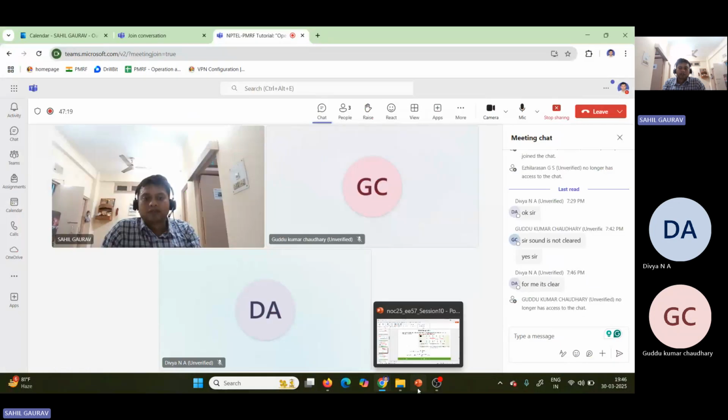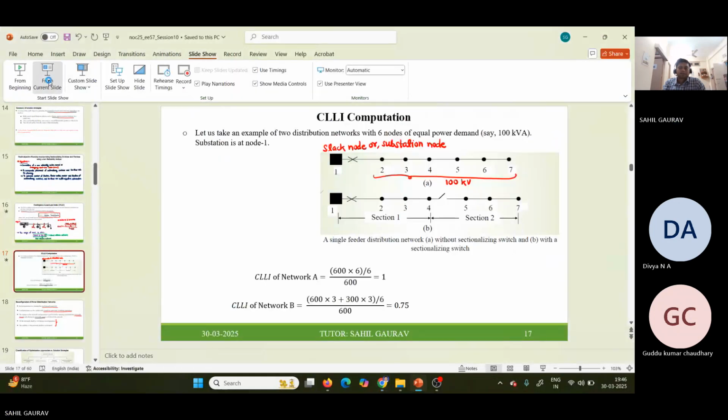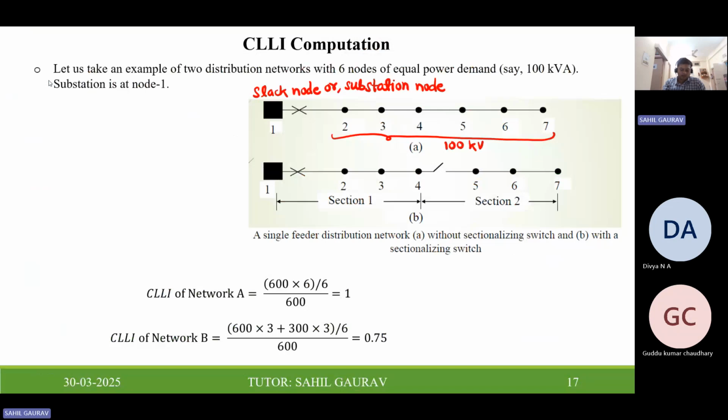So let us continue from that point. Today, in today's session, we have theoretical problems only. Just focus on the concept, and then you will be able to solve the problems easily within 10 minutes, because you don't need to have pen and paper. So here we have the slack node or substation node, and then these are 6 nodes that are each drawing 100 kVA peak demand.